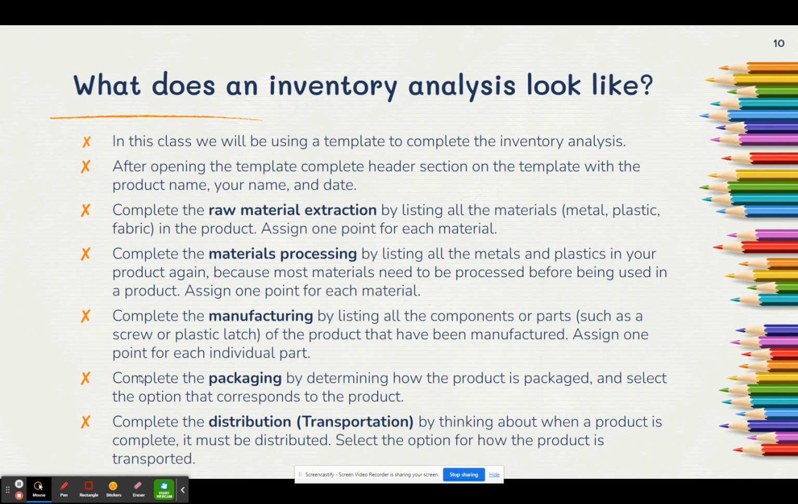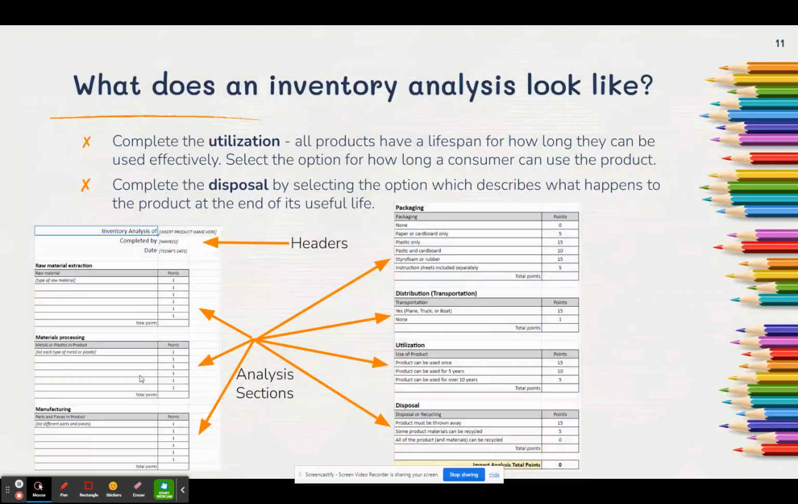We then complete the packaging by determining how the product is packaged and select the option that corresponds to the product. Then we'll complete the distribution and transportation by thinking about when a product is completed, how it has to be distributed. Do we send it on a plane, on a train? Okay, and then we select the option for how the product is transported. Then there's two other sections, the utilization and disposal. In the utilization, we identify all the products have a lifespan for how long they can be used effectively. So we have to look at the option for how long a consumer can reasonably use the product. Then we complete the disposal by selecting the option that describes what happens to the product at the end of its useful life.